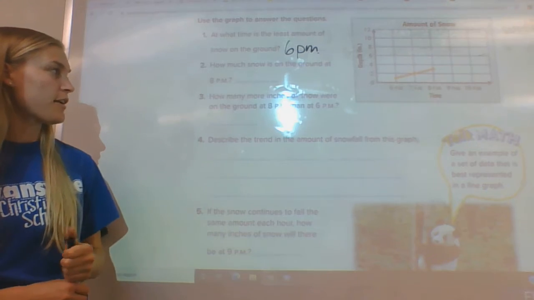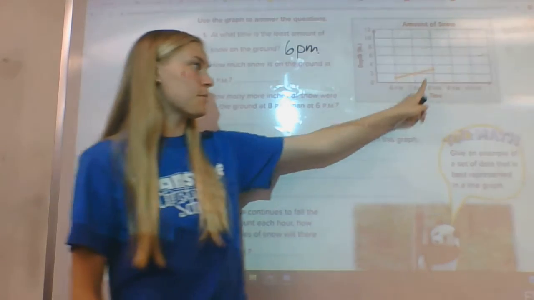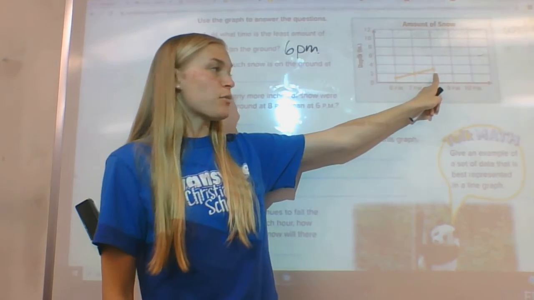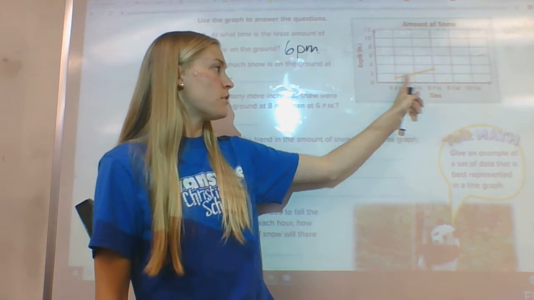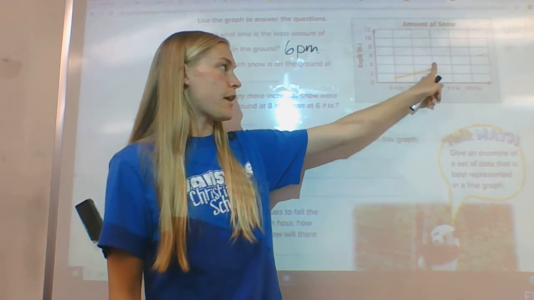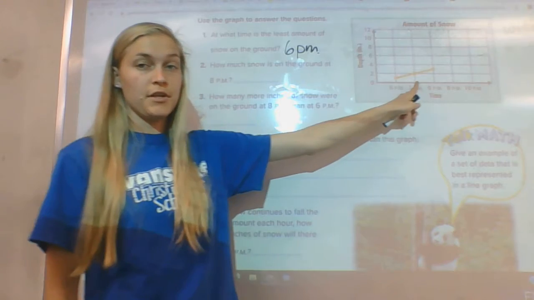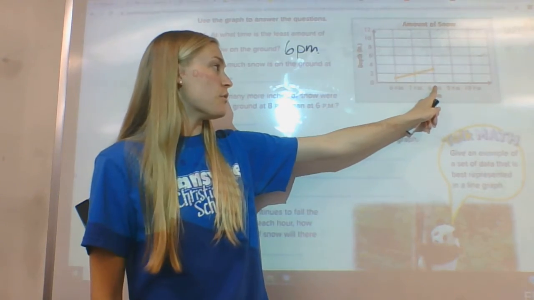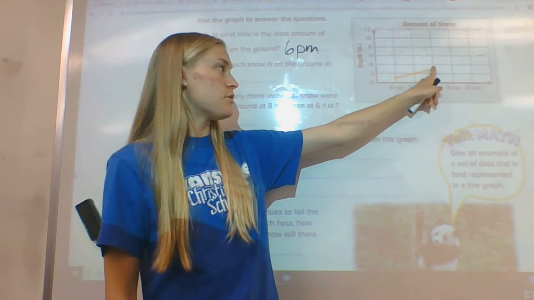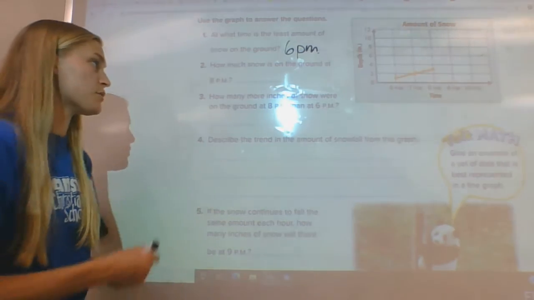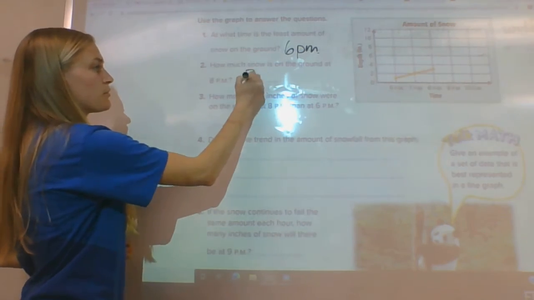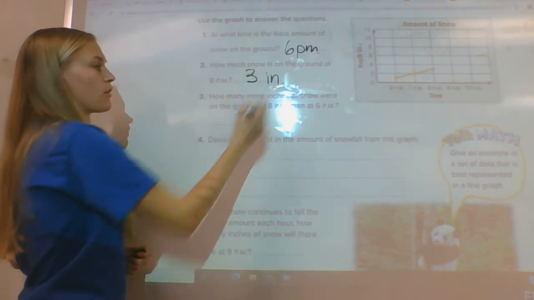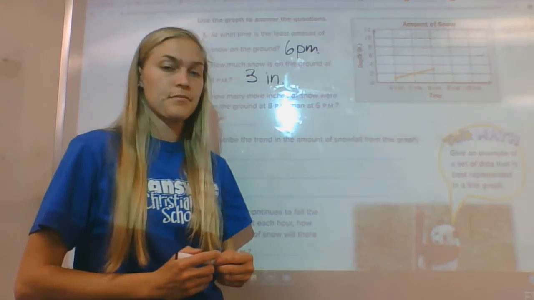How much snow is on the ground at 8 p.m.? So we're going to go to 8 p.m., go up. It's between 2 and 4. Okay, make sure you don't count that as 1. We've already looked at the intervals. Every line is worth 2. So we got 2, 3. 3 is between 2 and 4. So 3 inches are on the ground at 8 p.m.